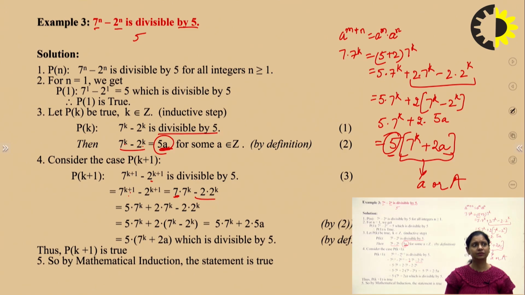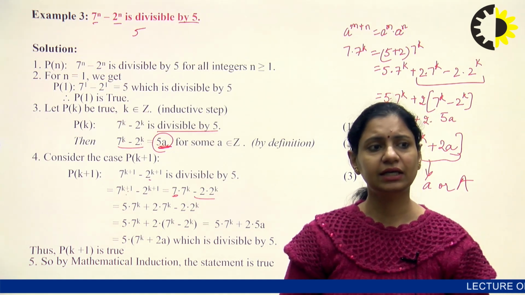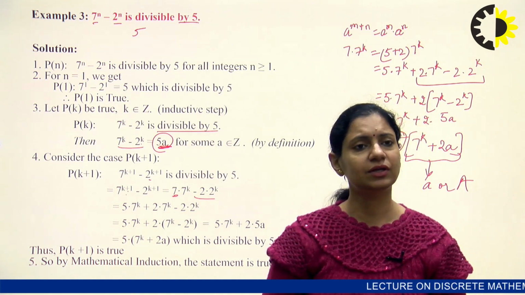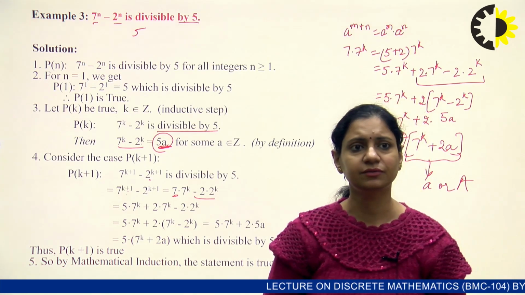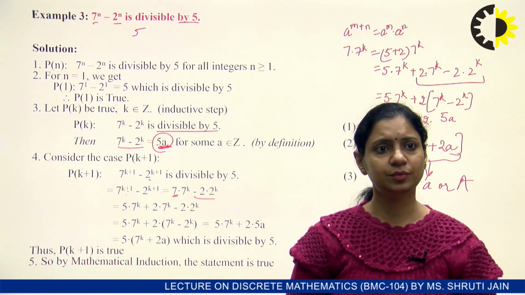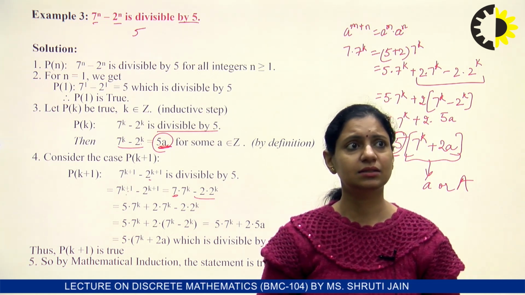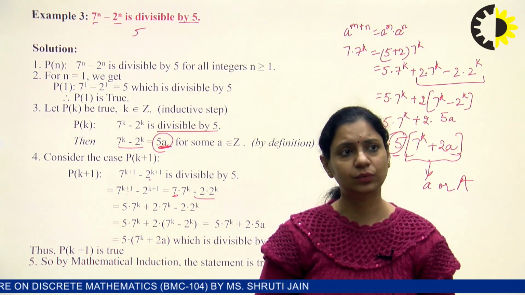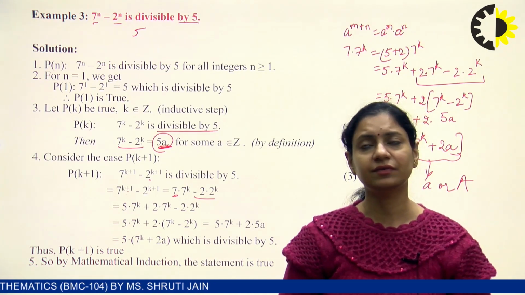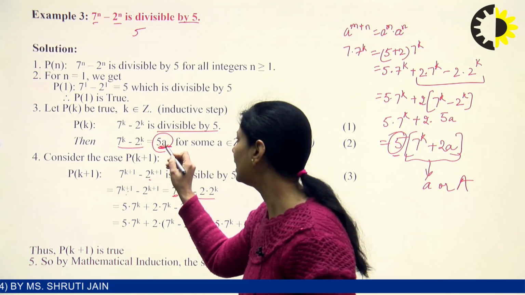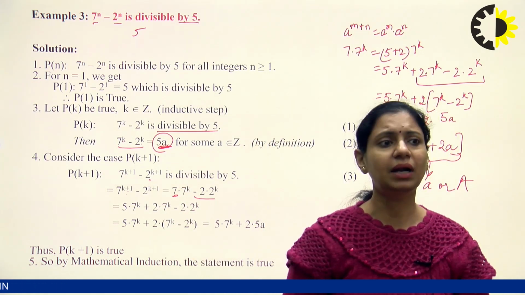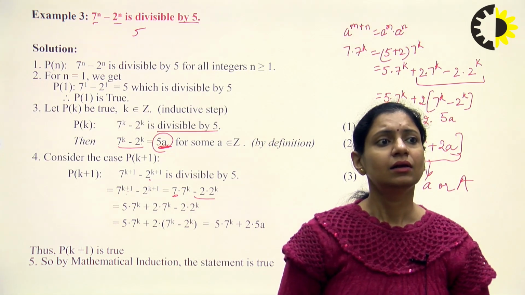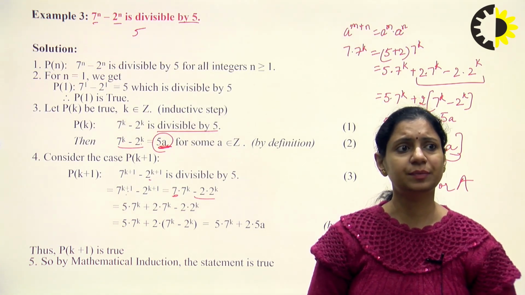So, what we have done over here is, we took it for Pn, because it is for all integers n greater than or equal to 1. When we considered it for n equals 1, we substituted the values and we got the value as 5, which is divisible by 5. Then we assumed pk to be true. When pk was true, because we are not getting it in the form of an equation, we made it equal to 5a, because 5 multiplied by anything gives us a multiple of 5 only. Once we did it, we considered the case pk plus 1.